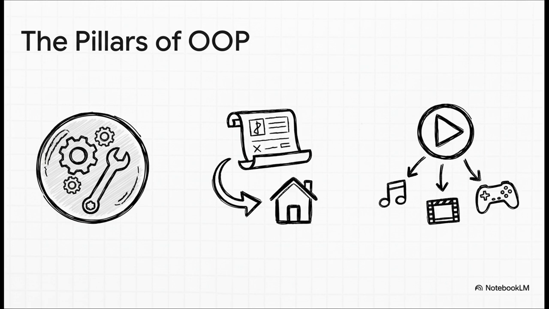And finally, you have polymorphism. This one sounds complicated, but it's basically the magic that lets a single play button work for a song, a movie, or a video game. It's the same interface, but it does different things depending on what you're using it with.